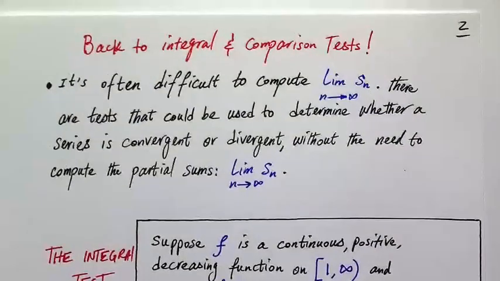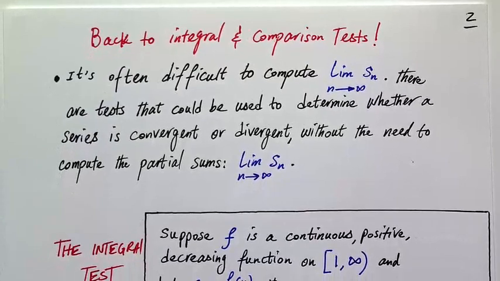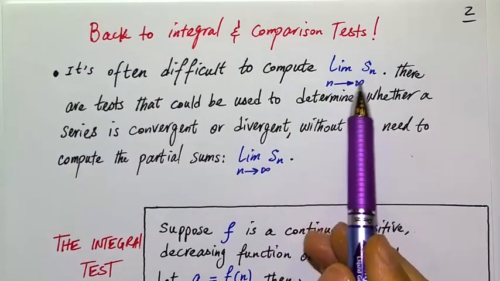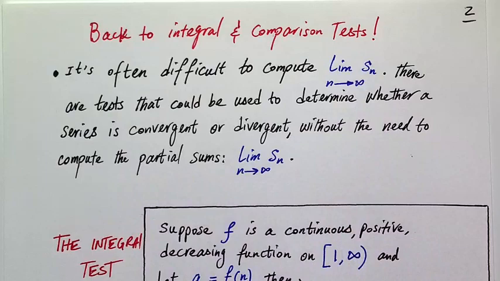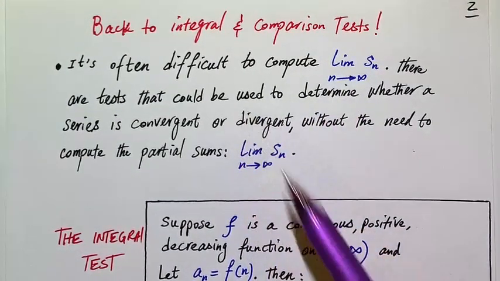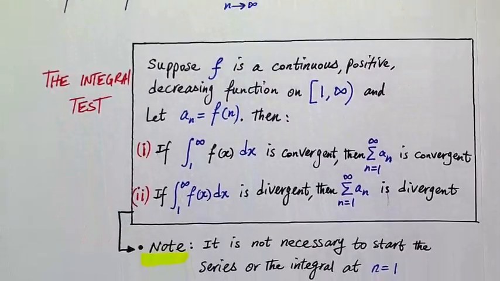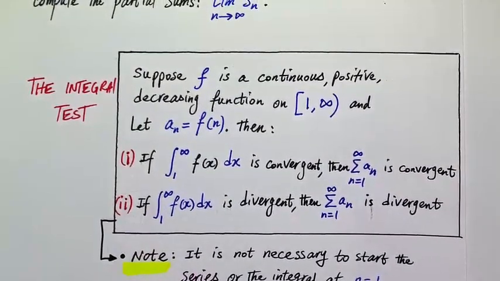So back to integral and comparison tests. Again, these two tests apply to series that have positive terms only. And so often it's difficult to compute the partial sums. So there are tests that we could do to replace that and decide whether series converge or diverge. So the integral test, that being one of the two or three tests discussed here.